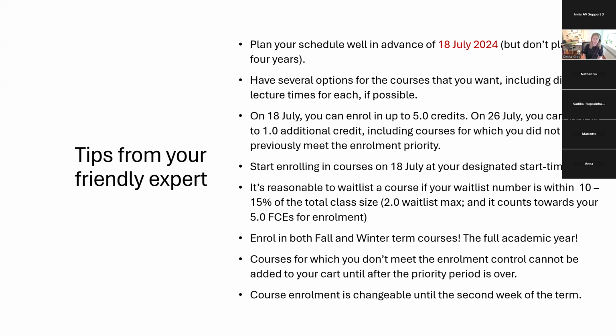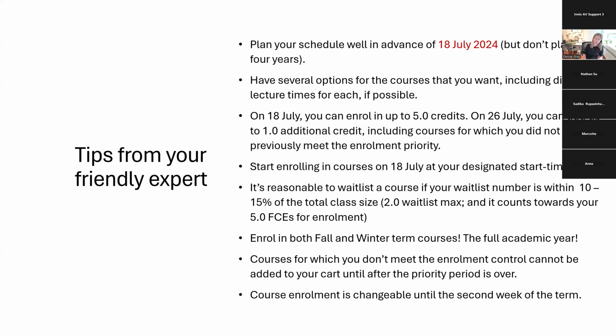Okay, so some tips. Plan your schedule well in advance of July 18th. Don't plan all 4 years. Things will change. You don't know what's going to happen. It's a waste of your time and energy and mental capacity to plan all 4 years. Plan this year, maybe consider some courses for next year, because you'll want to make sure that you have the appropriate prerequisites for the courses that you might want to take next year, but don't plan anything beyond that. Have several options for courses that you want, including different lecture times for each of the courses, if possible.